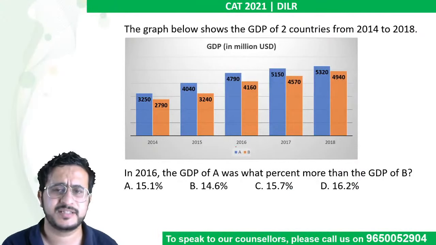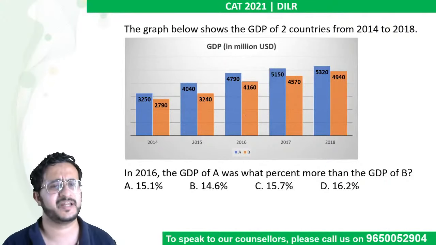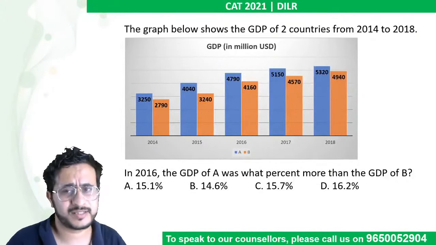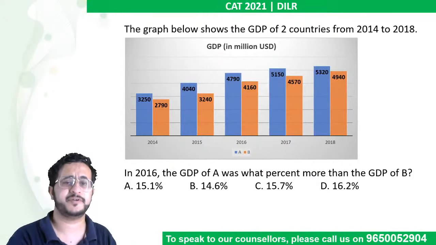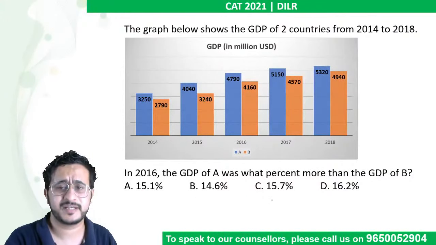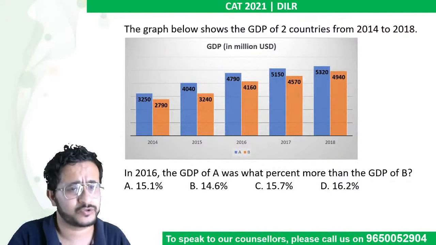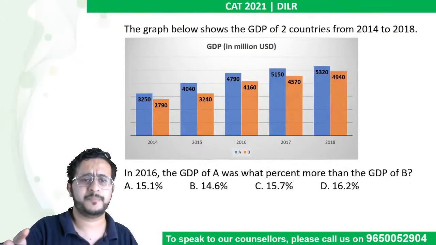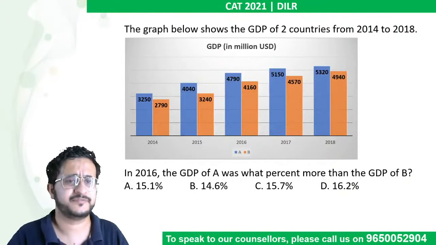So let us look at one more, same graph. In 2016, the GDP of A was what percent more than the GDP of B? So calculate this value using the same rule, and let's see if we are getting a very close answer. So the values given to you are 15.1, 14.6, 15.7, 16.2. Looking at the options, they appear to be close. But if you apply what we just discussed, you will get the exact answer, within a few seconds.